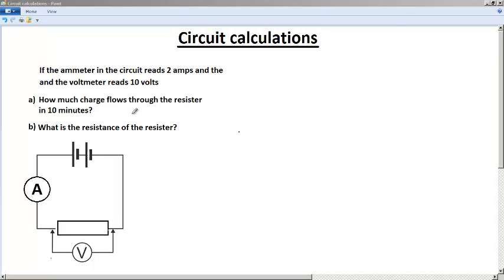So let's look at the first part, and what we've got to do is try and understand what's going on. Look at the information that we've been given. Well, we've been told about amps, we've been told about volts, and in this first question we're being asked about charge and time. So you've got charge and time, and we've got amps. So the first thing you've got to do is ask yourself, what is the formula or equation that's going to help me solve this first part?